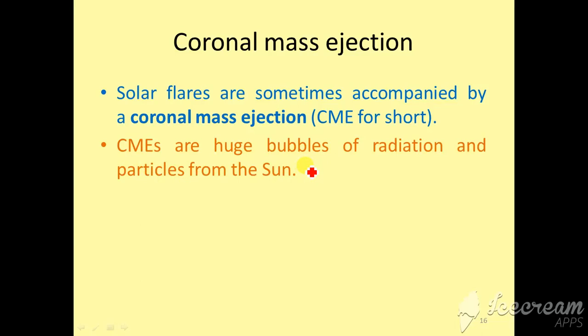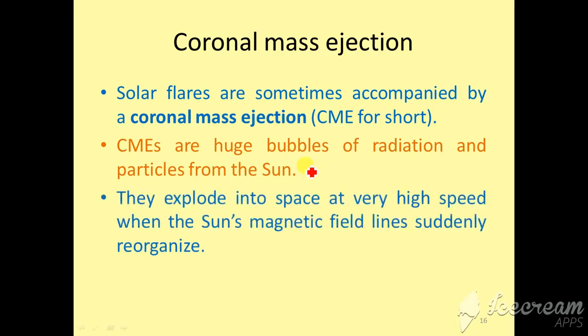Coronal mass ejections coming simultaneously with the solar flares not only have strong radiation but also a lot of particles from the sun, a lot of charged particles. That's why it is called coronal mass ejection, due to the ejection of particles from the sun. They explode into space at very high speed when the solar magnetic field lines suddenly reorganize at the formation of the solar flare, at the beginning of the solar flare.